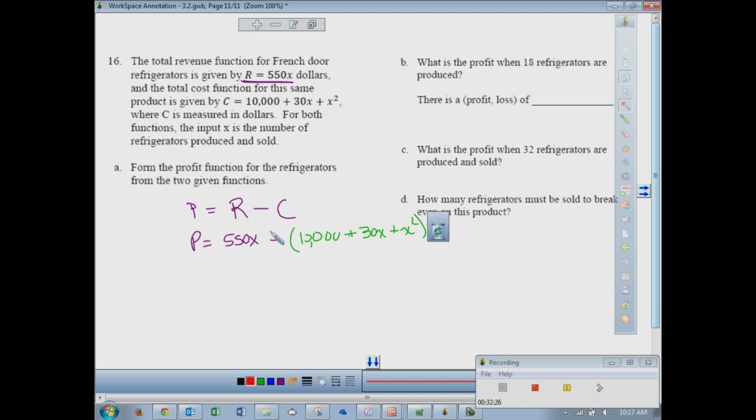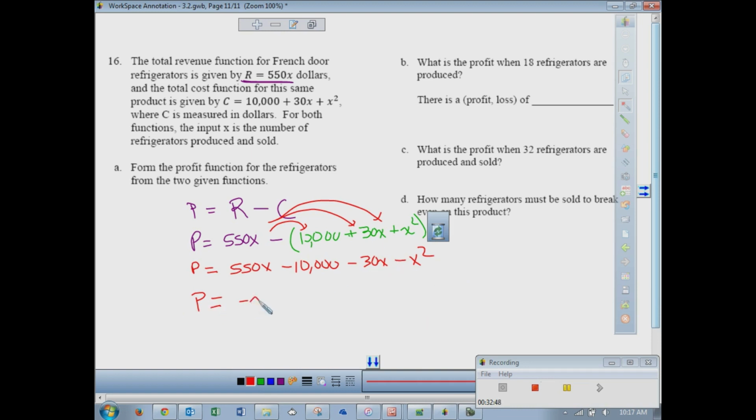And that means you really should distribute this negative through. So you've got your profit is 550x minus 10,000 minus 30x minus x squared. Then you can combine your like terms and put it in standard form at the same time if you want to.